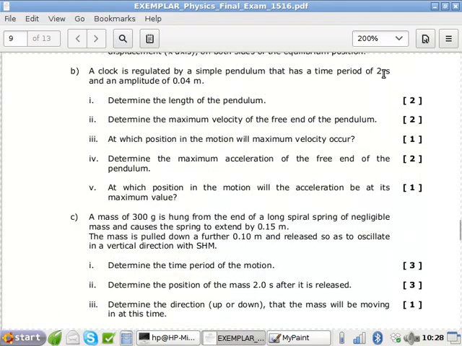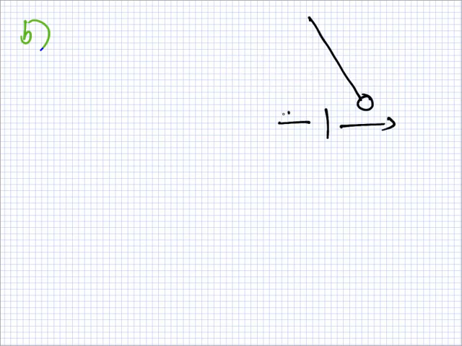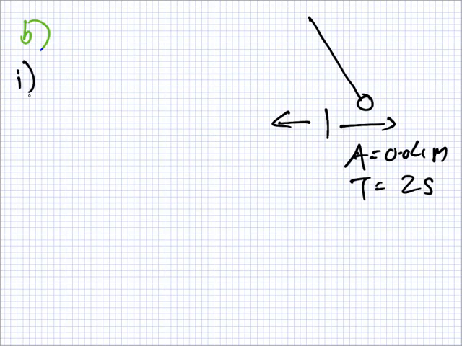Next one's just a pendulum, isn't it? Yes. 2 seconds, amplitude 4 centimeters. Amplitude 0.04, time is 2 seconds. What's the first question? Find the length of pendulum.